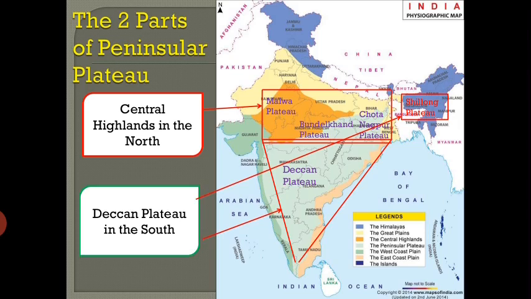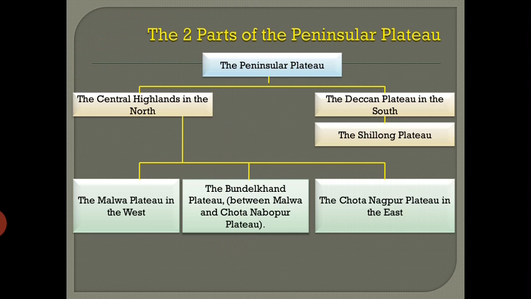So we can see here a map. Next, look at this, the two parts of the peninsular plateau: first is the central highlands in the north and second is the Deccan plateau in the south, and the Shillong plateau. The central highlands in the north are divided into three parts. First is the Malwa plateau in the west, the second is the Bundelkhand plateau between Malwa and Chota Nagpur plateau, and third is the Chota Nagpur plateau in the east.